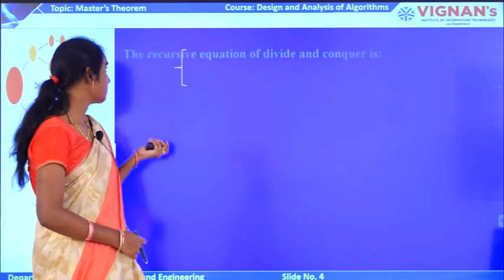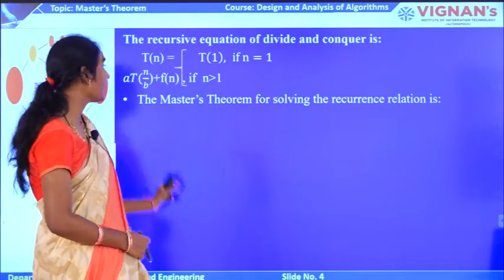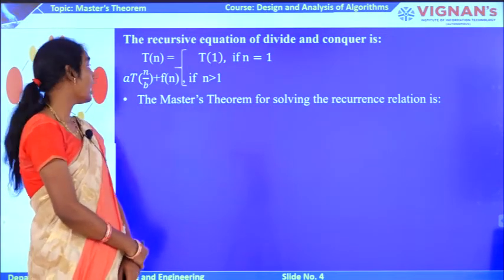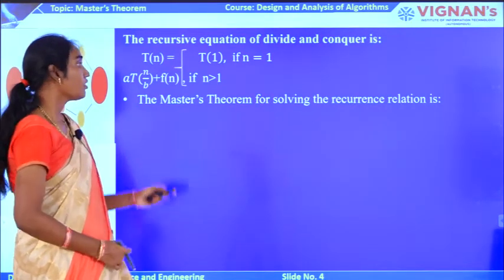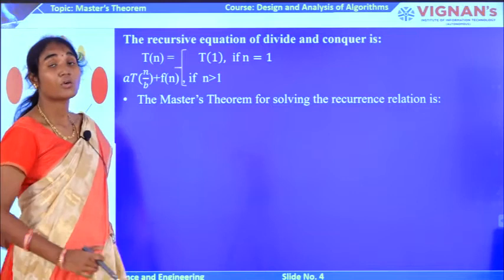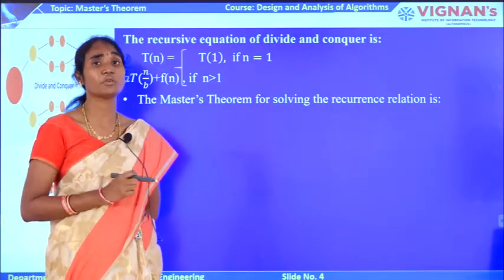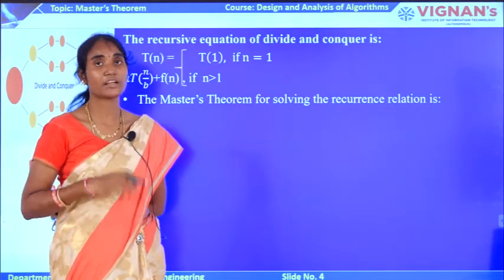Now let's see the recursive equation for divide and conquer, as you are already aware. T(n) is equal to T(1) if n is equal to 1, otherwise a T(n/b) + f(n). Now the Master's theorem, as I said earlier, will give you the direct solution, direct answer. No need of worrying about all these substitutions and repeated steps.